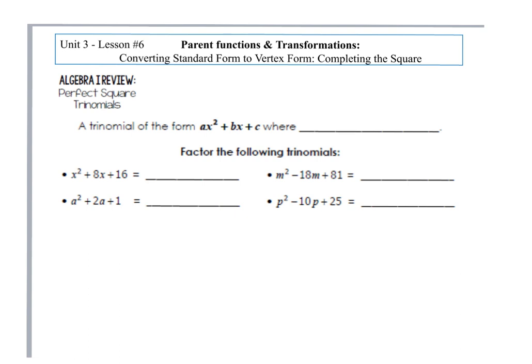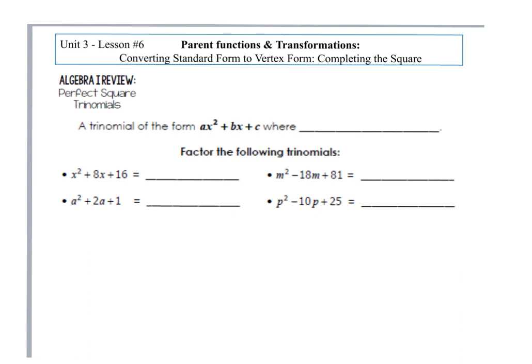And usually vertex form is easily identifiable because we have parentheses around our x term and another number, and all that's being squared, and then a lot of times a number that's being added or subtracted outside the parentheses. We really like vertex form because, as opposed to standard form, we can identify the vertex of the parabola without having to do any additional math or algebra.